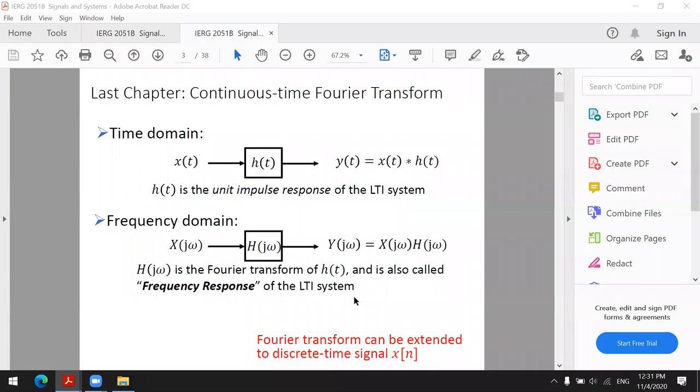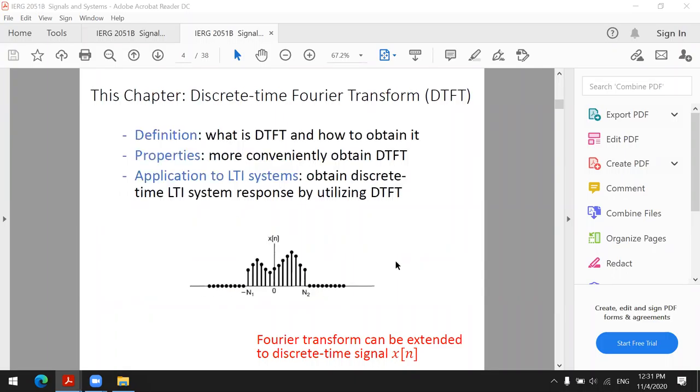And then the main application of the continuous time Fourier transform is to a continuous time LTI system. As we just learned, we can conveniently get the frequency response by the multiplication of capital X and capital H after the Fourier transform. And this continuous time Fourier transform can be extended to discrete time signal x of n. In this chapter, we will learn what the discrete time Fourier transform is, how to obtain it, and there is a set of properties similar to the continuous time case to obtain a discrete time Fourier transform after some time domain transformation. And there is an application to discrete time LTI systems to obtain the system response.